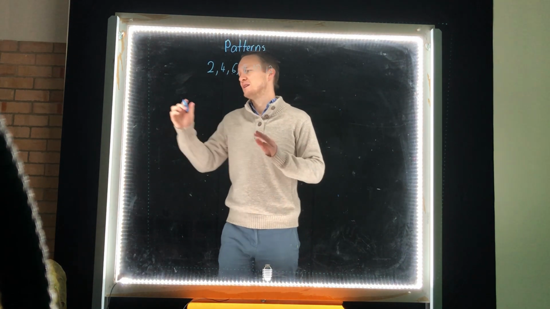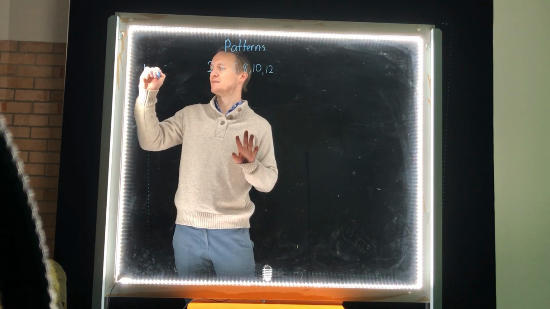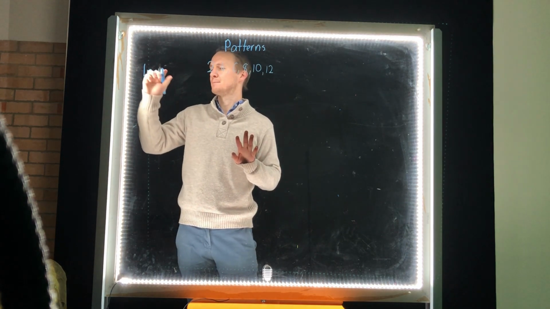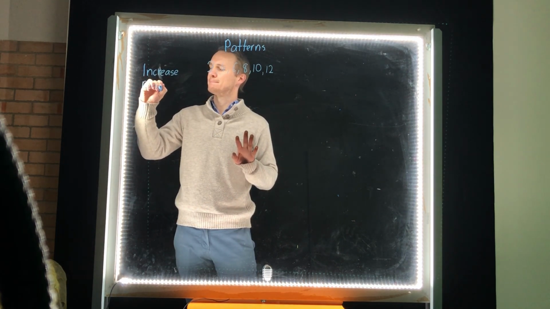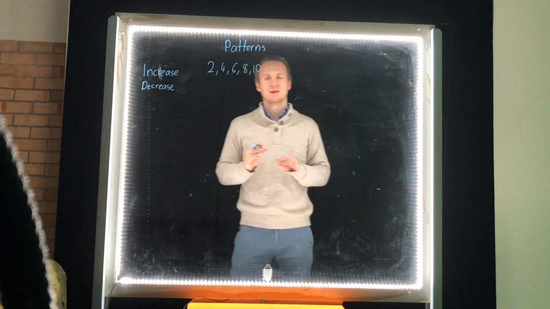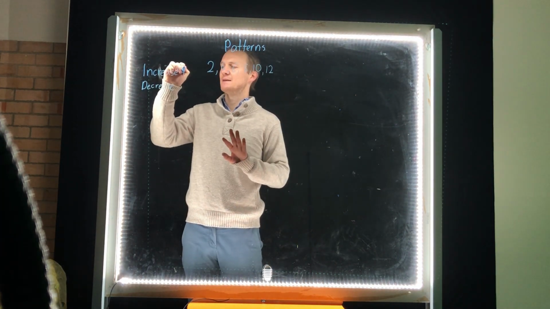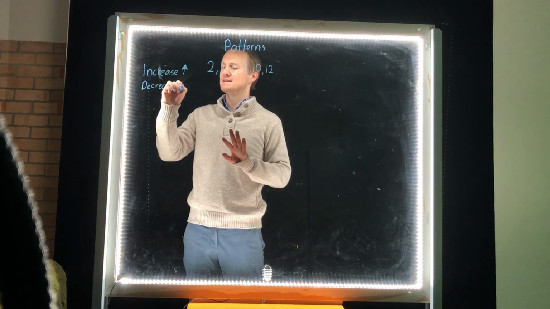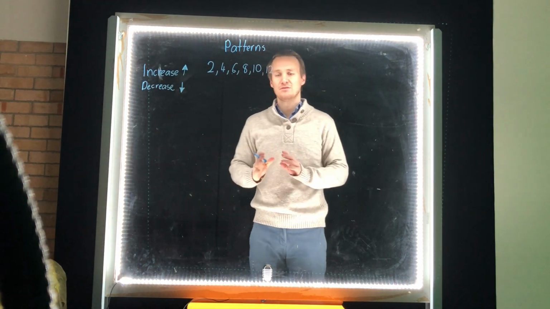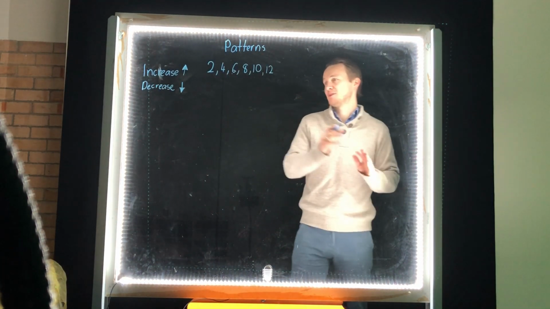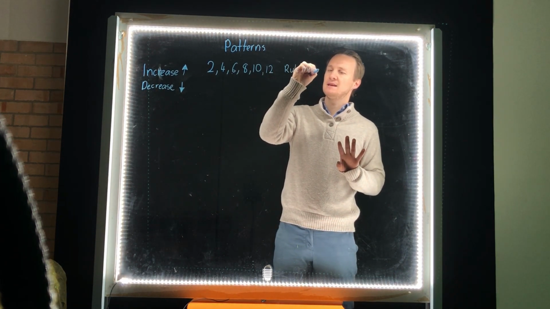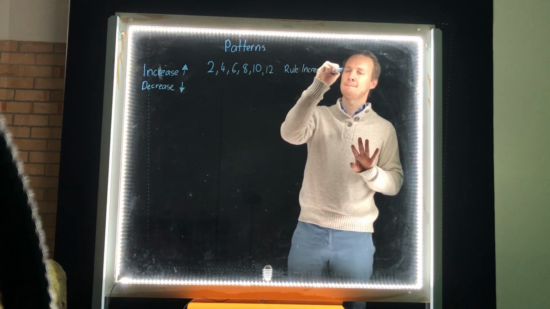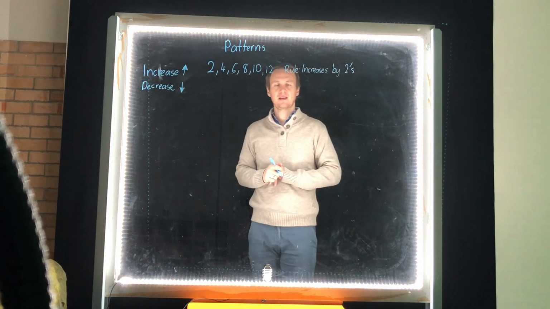The words that we're looking for is whether the pattern increases or decreases. Increases means the pattern is going up. Decreases means the pattern is going down. 2, 4, 6, 8, 10, 12. We can see that clearly the numbers are going up. So my rule would be increases by twos. Okay? That's the rule.